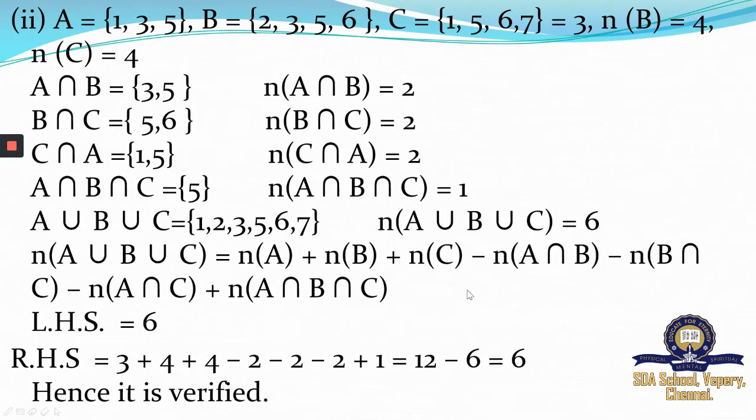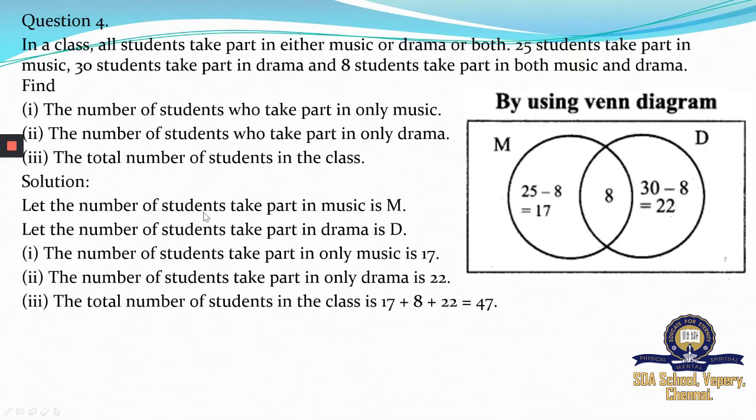N of A intersection B is 2. N of B intersection C is again 2. N of A intersection C is 2. N of A intersection B intersection C is 1. Hence, we have to solve this. Then we get the answer as 6. Now, if you see, LHS and RHS are equal to each other. Hence, we have proved, right?